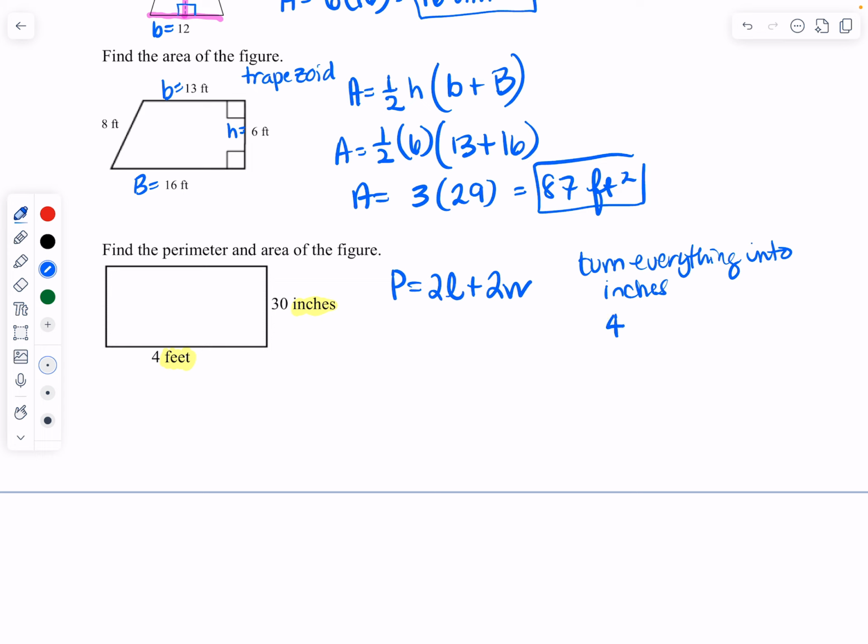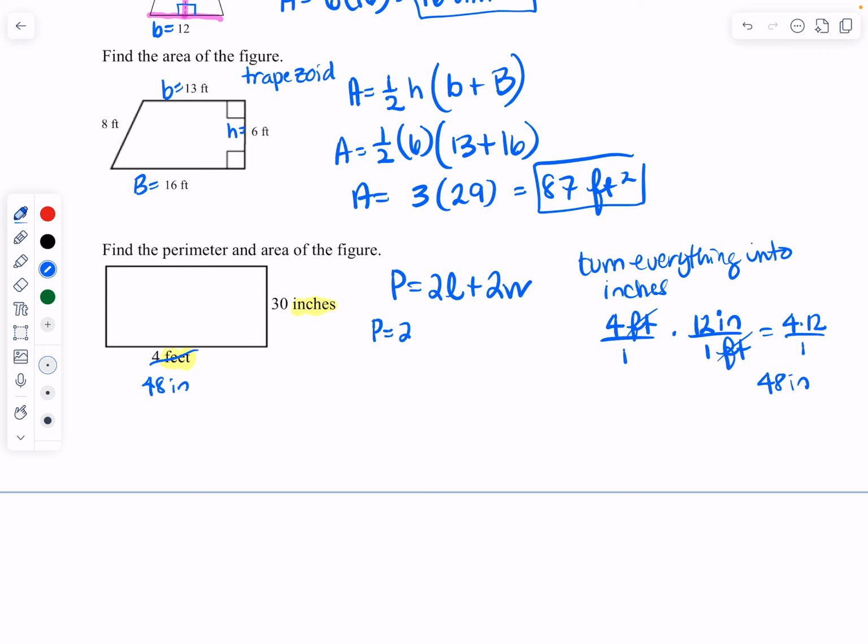Okay, so 4 feet equals how many inches? Okay, so again, I'm using these units, which we went over before. Remember, there's 12 inches in 1 foot. Okay, so the feet cancel out, and I get 4 times 12 over 1, which is 48. Okay, so I'm going to replace the 4 feet with 48 inches.